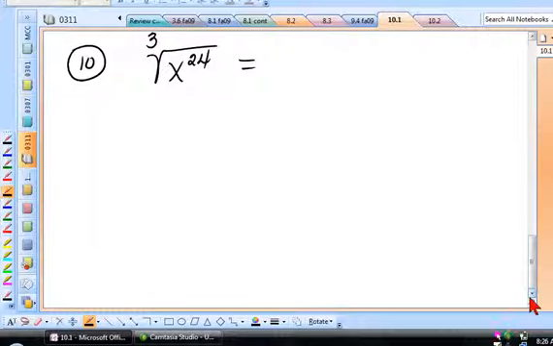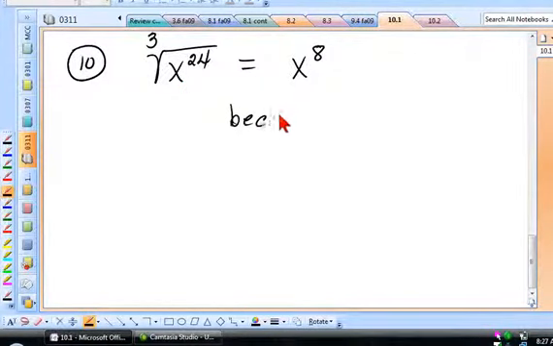So I'm not taking the cube root of 24. I'm asking what x to what power, quantity cubed, would equal x to the 24th? It's not a whole number for the cube root of 24, but it is for an exponent. And the answer is x to the 8th.